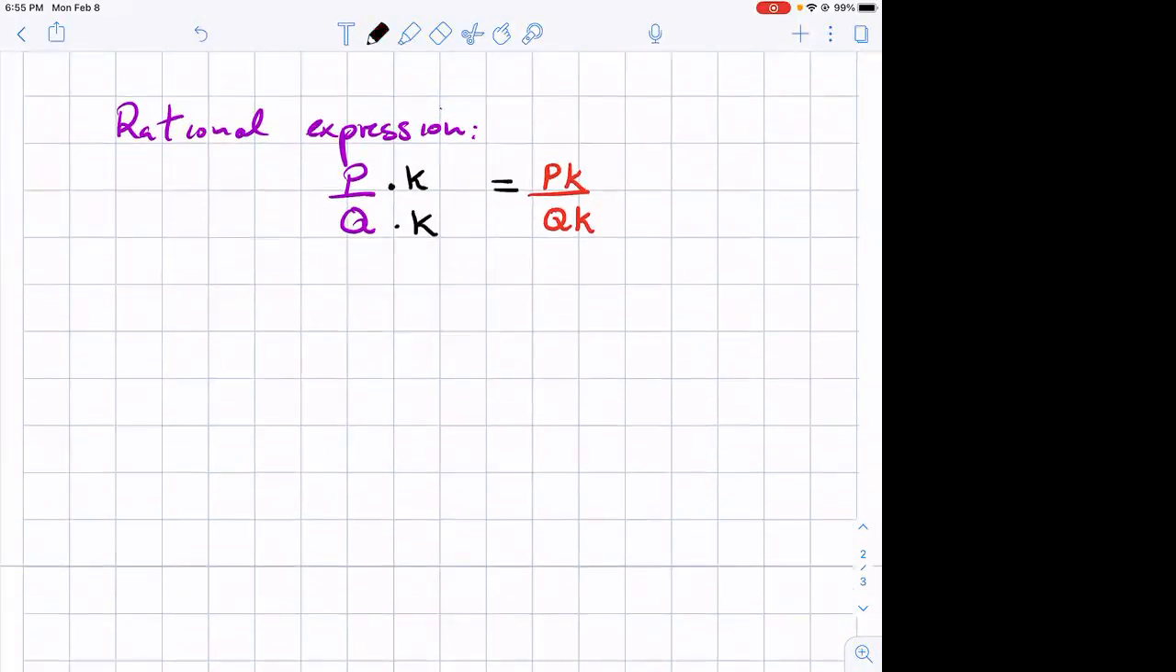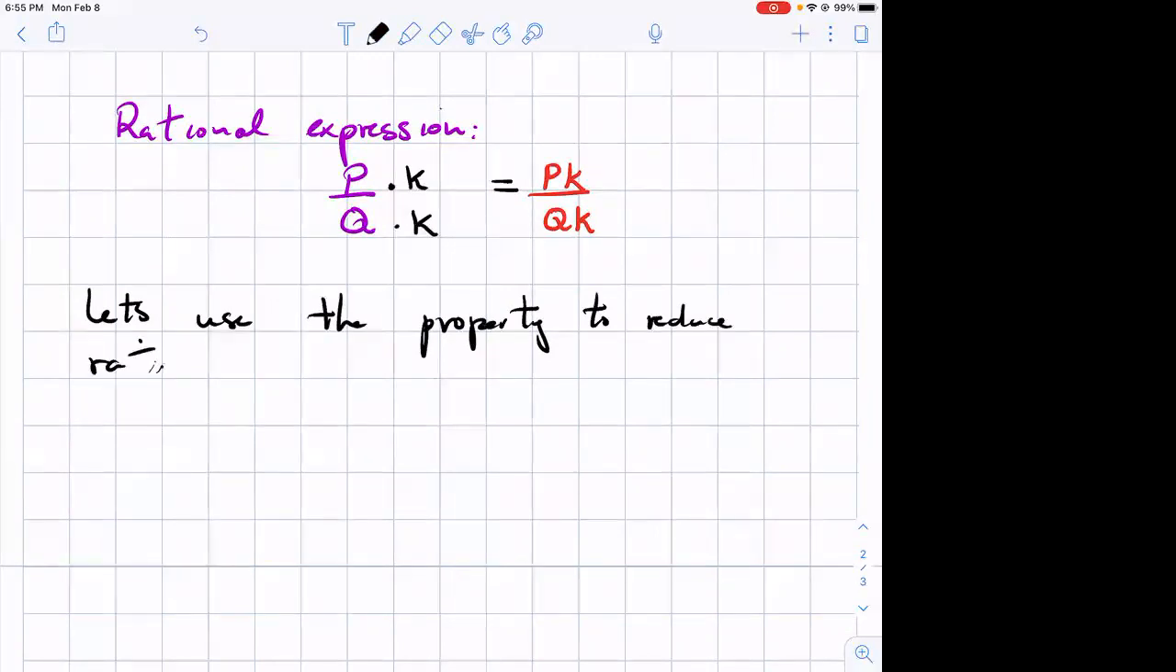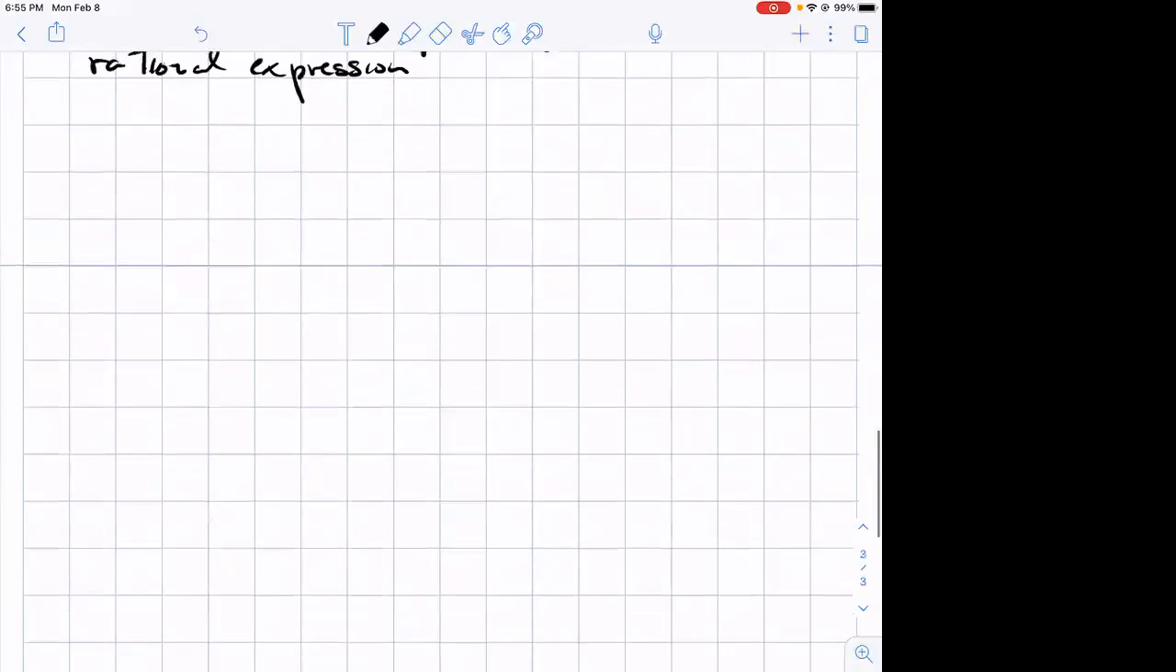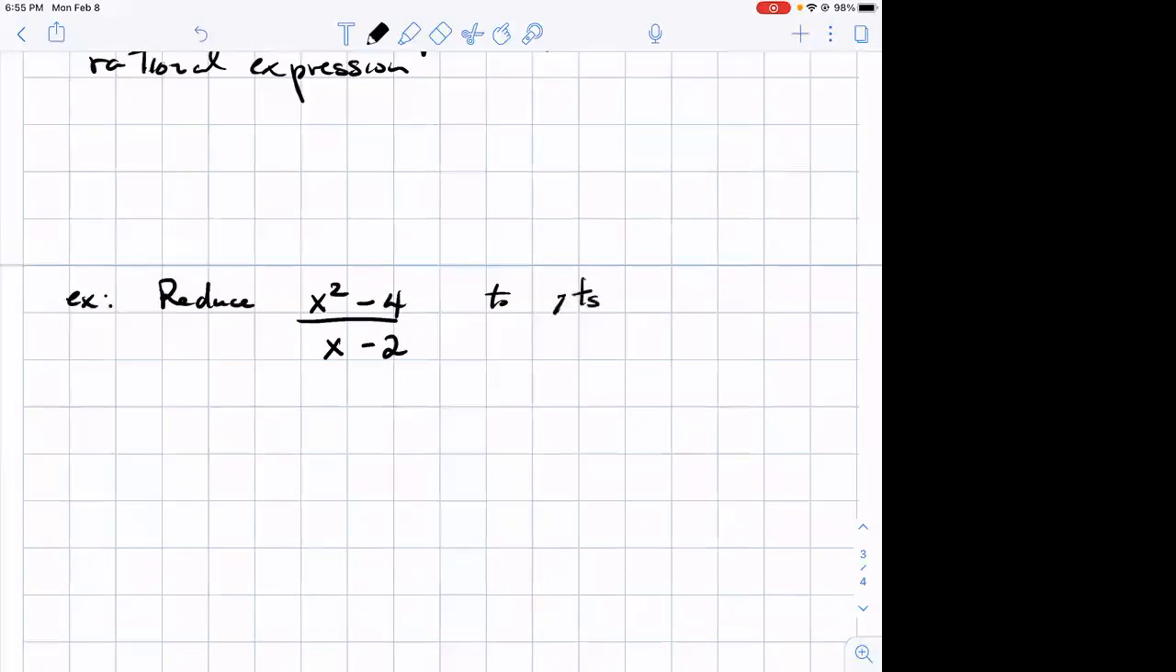So let's use the property to reduce rational expressions. For example, reduce x squared minus 4 over x minus 2 to its lowest terms.